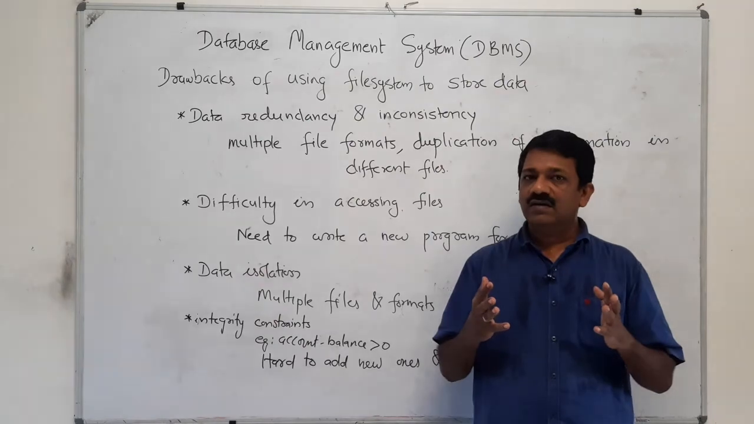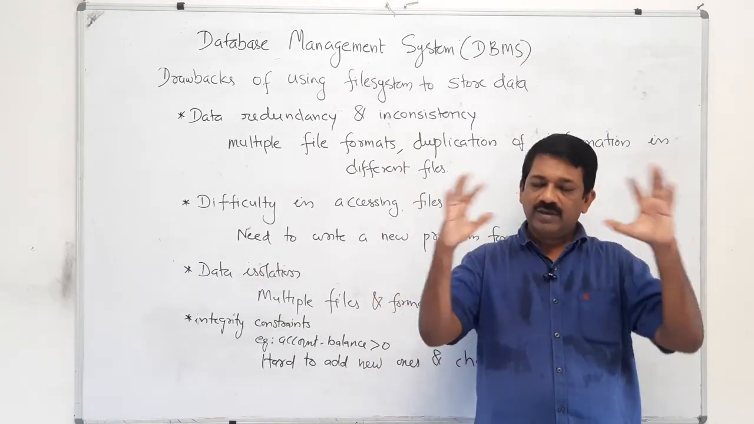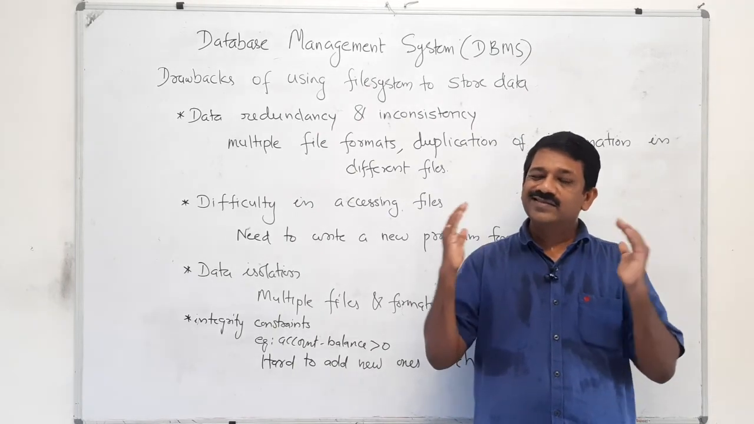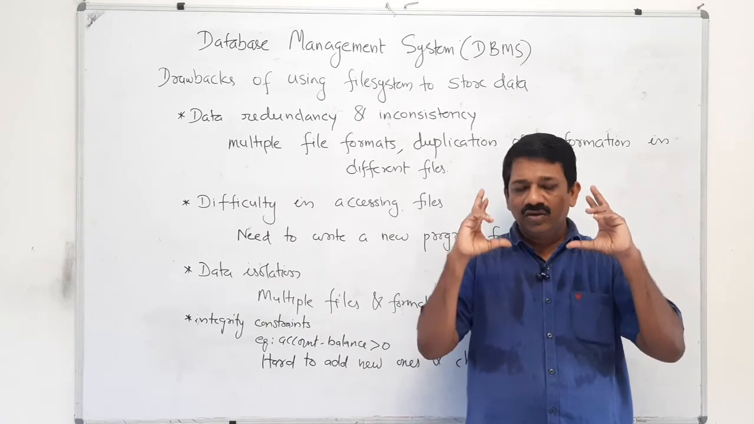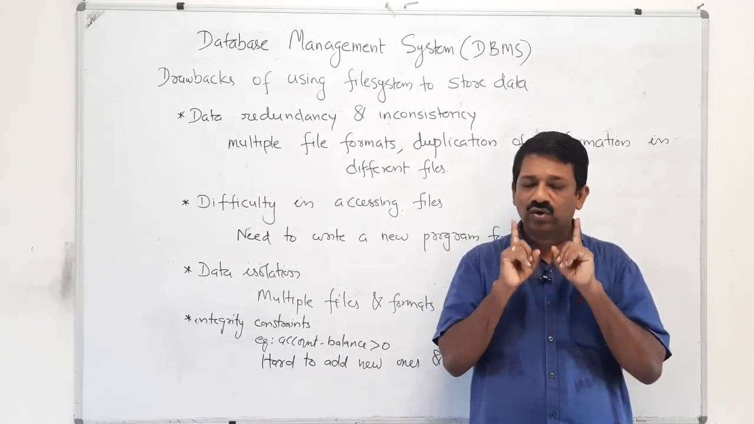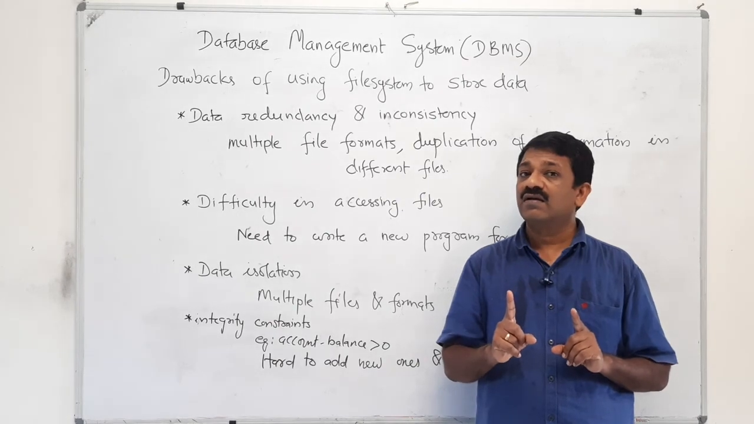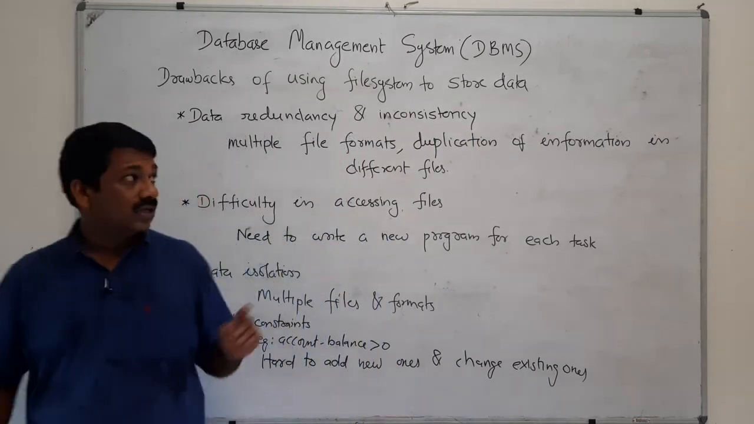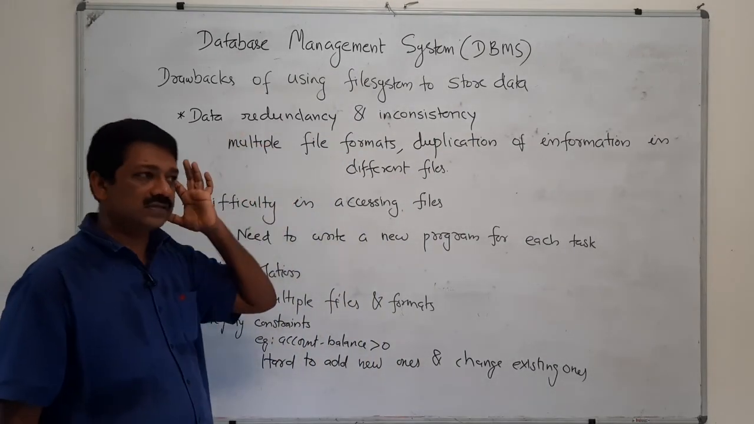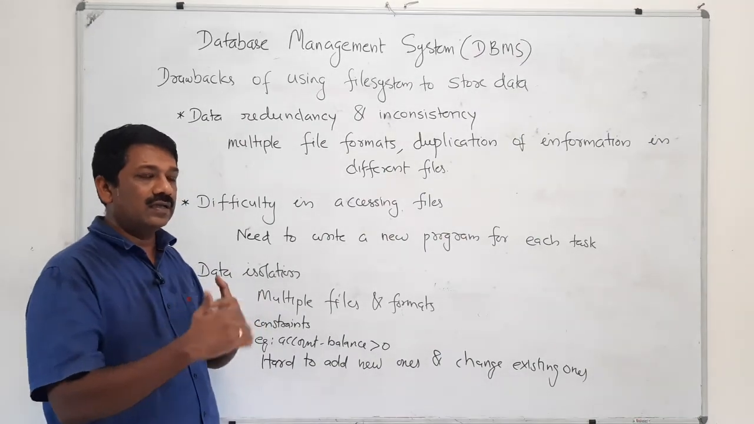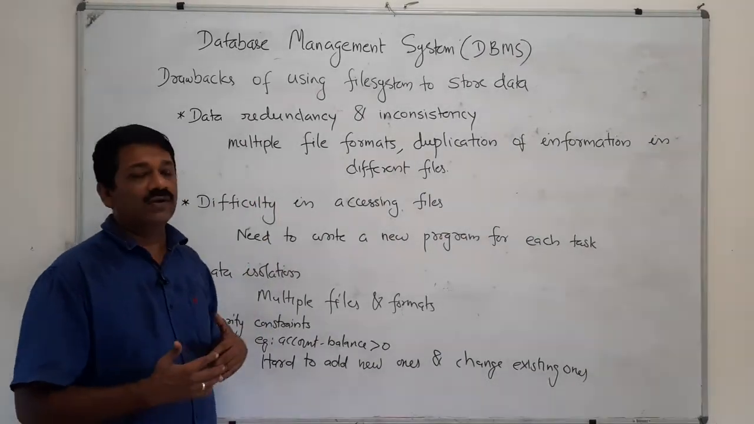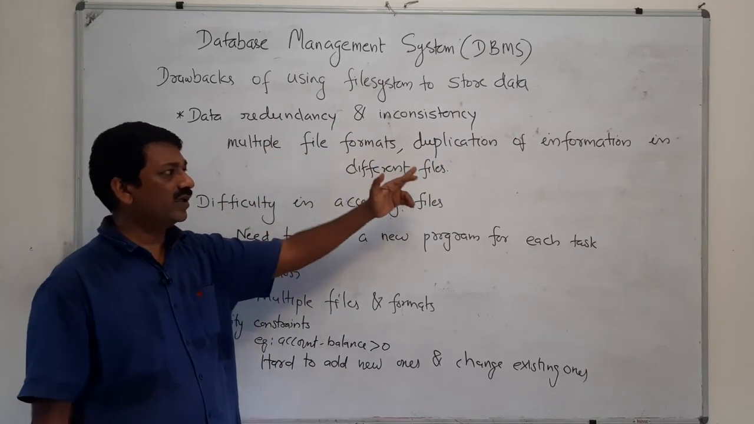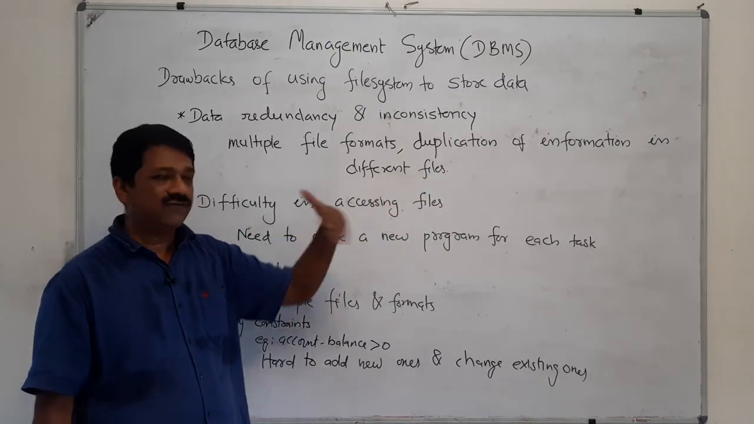But if your data is stored in a well designed database, then this duplication is avoided. That means in your database only one place you are going to store your address. Redundant information will not be there. So that is regarding redundancy and inconsistency. In the later section of your course, we will discuss all these things in detail. Multiple file formats, duplication. Redundancy means duplication of information in different files.